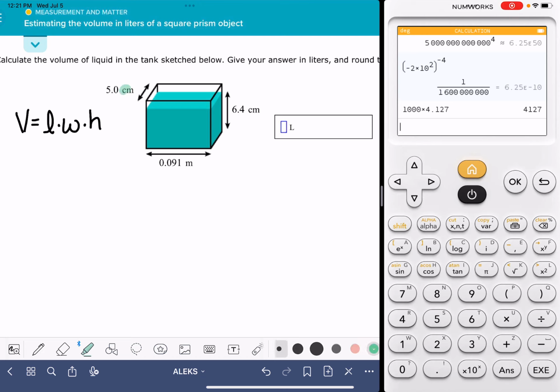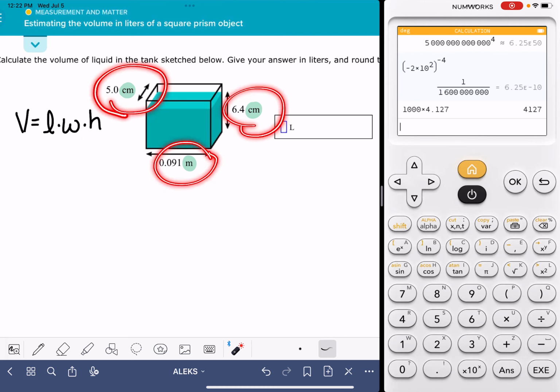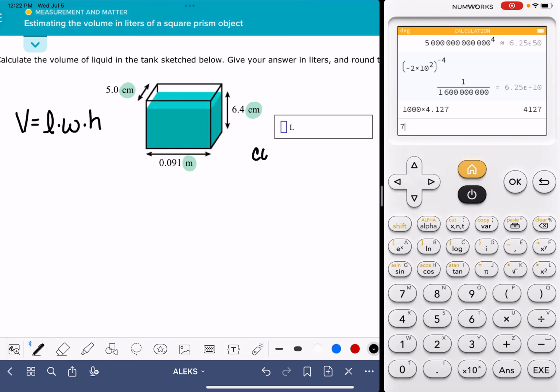Pay attention to the units in this problem. Notice that the side lengths in this problem don't all have the same unit. I flipped through a lot of different variations of this problem, and I saw that every single time. Every single time there was one unit that was different from the other two. So before we plug into the volume equation, we need to make sure that all of our dimensions have the same unit.